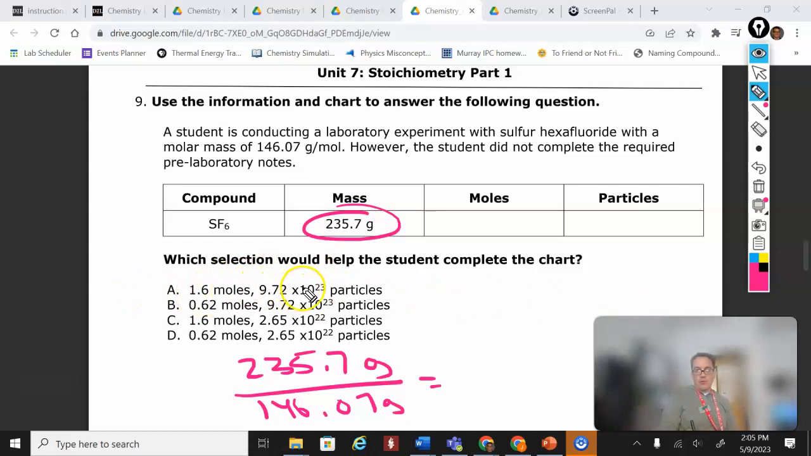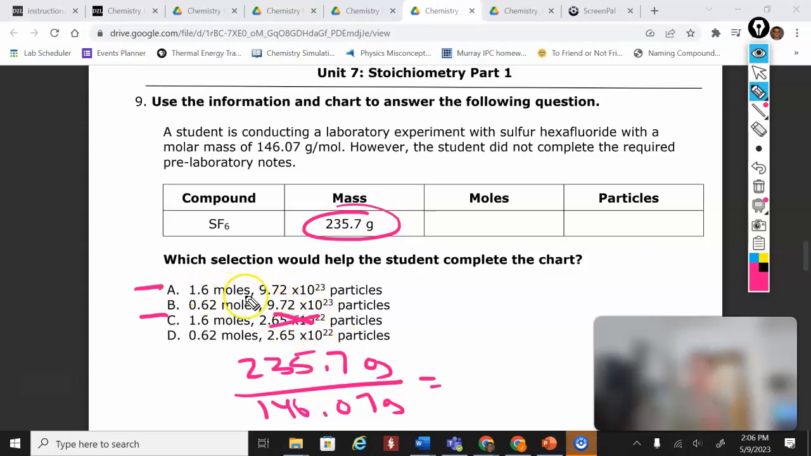And then how many particles would that be? Well, I just need to multiply that by Avogadro's number. So A and C are both the right number of moles, but 1 mole is 6.02 times 10 to the 23rd. This is more than 1 mole, so I should have more than 10 to the 23rd. So that's going to eliminate this one.